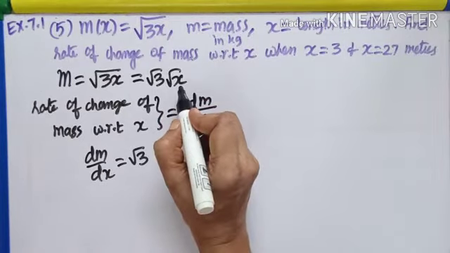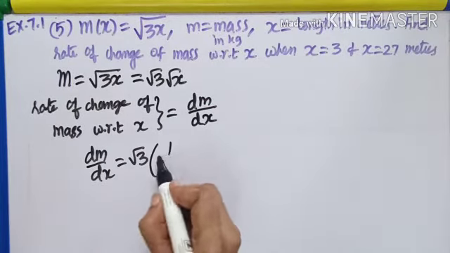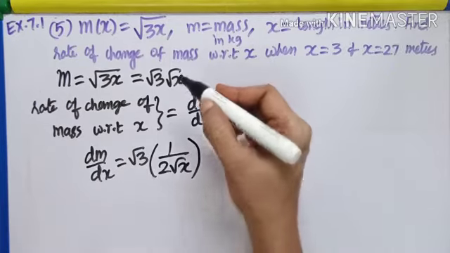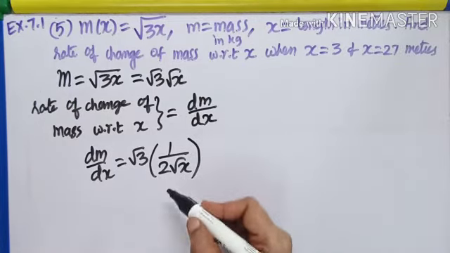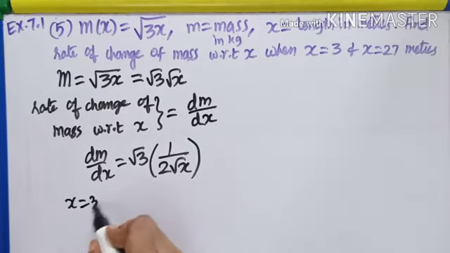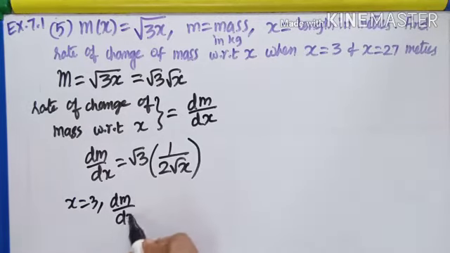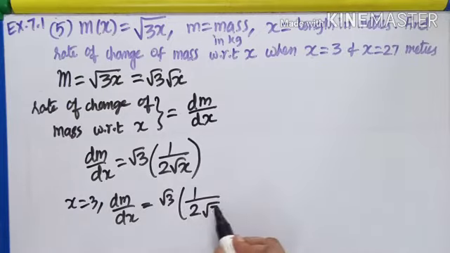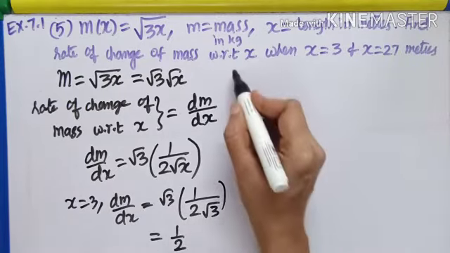What is the root x derivative? Root x will become 1 by 2 root x. Let us remember the formula. Root x will become 1 by 2 root x. Given x is equal to 3, dm by dx is equal to root 3 into 1 by 2 root x. Wherever x is coming, put 3. Root 3 cancels. My answer is 1 by 2.